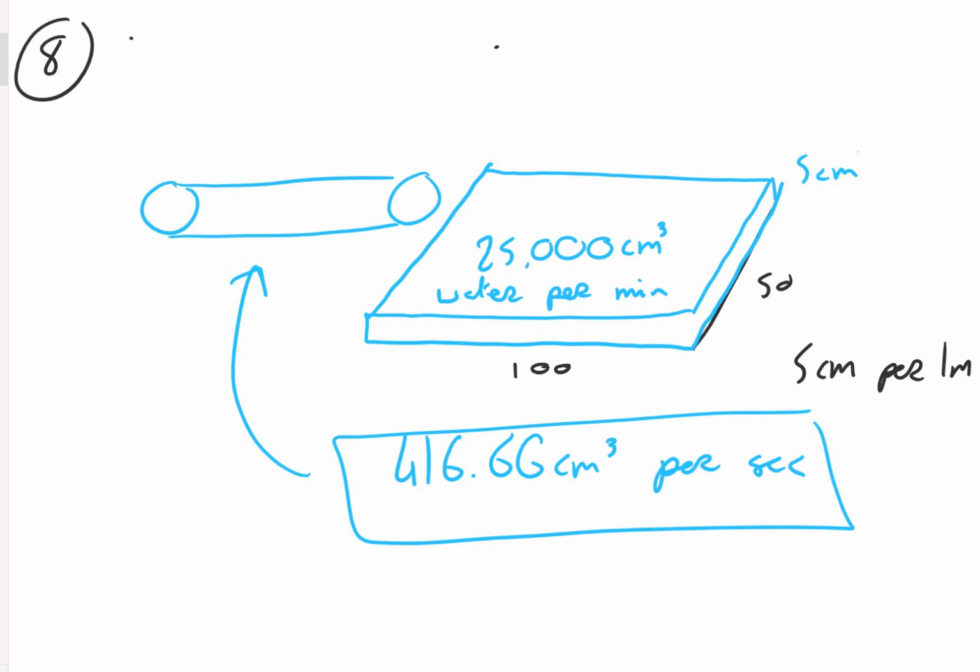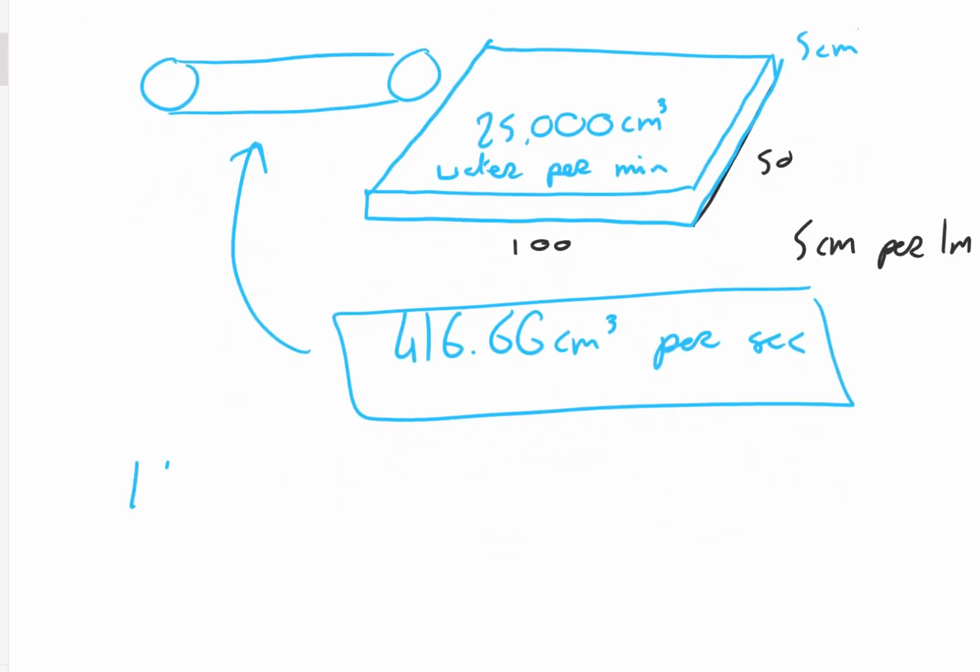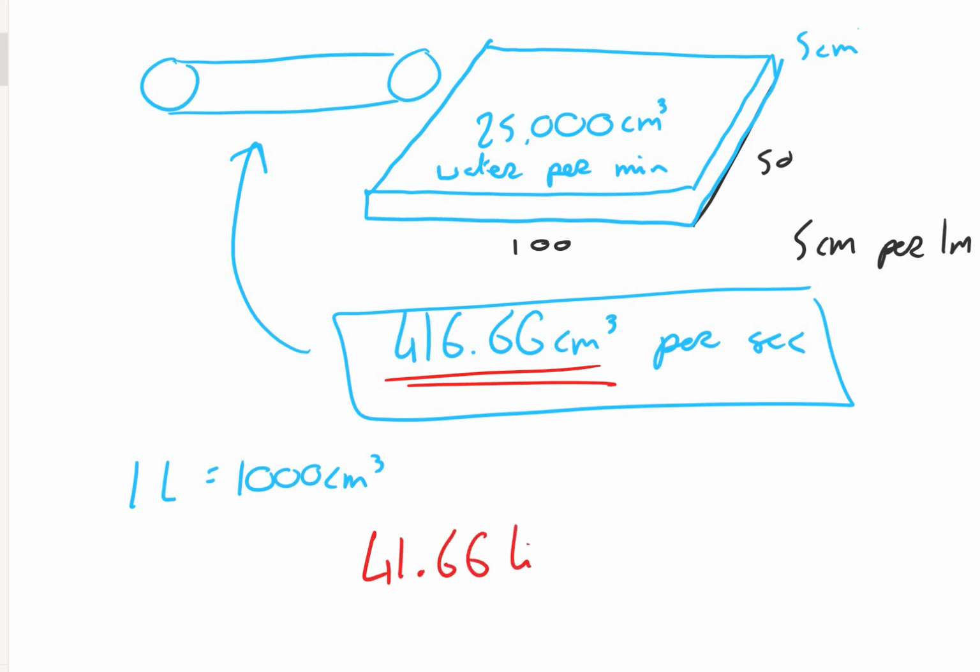Well, I know how many centimeters cubed are passing through, and I know that 1 litre equals 1000 centimeters cubed. So if I divide this by 1000, 416.66 divided by 1000, I will get 0.41666, about 0.42 litres. Okay, that's it, guys.